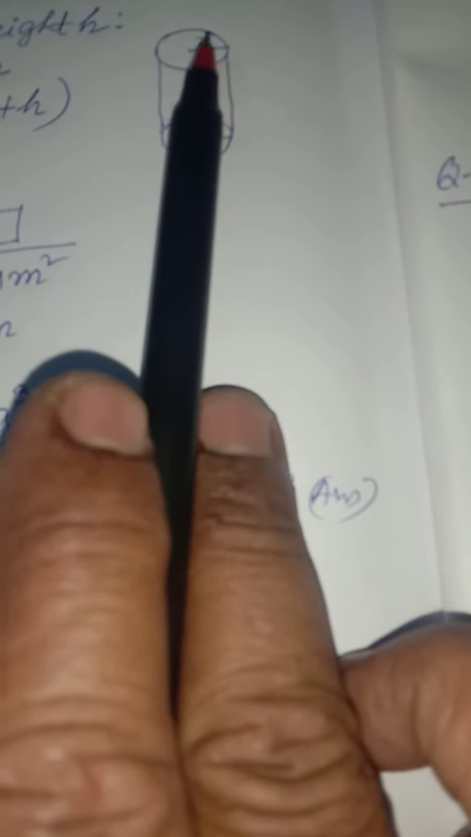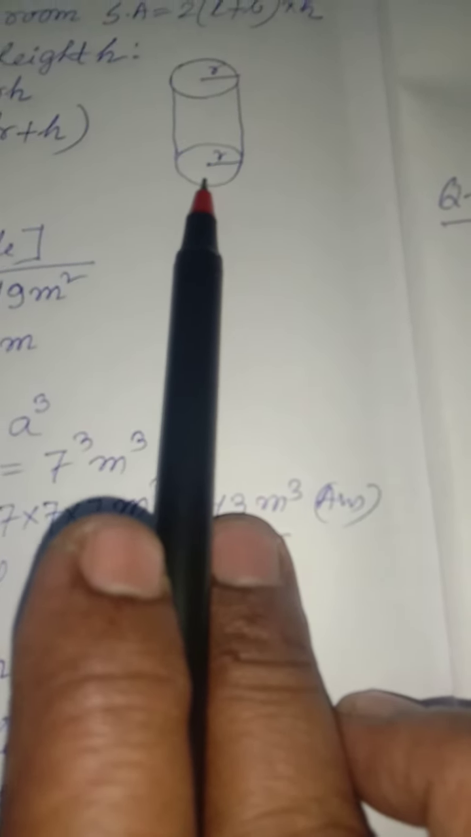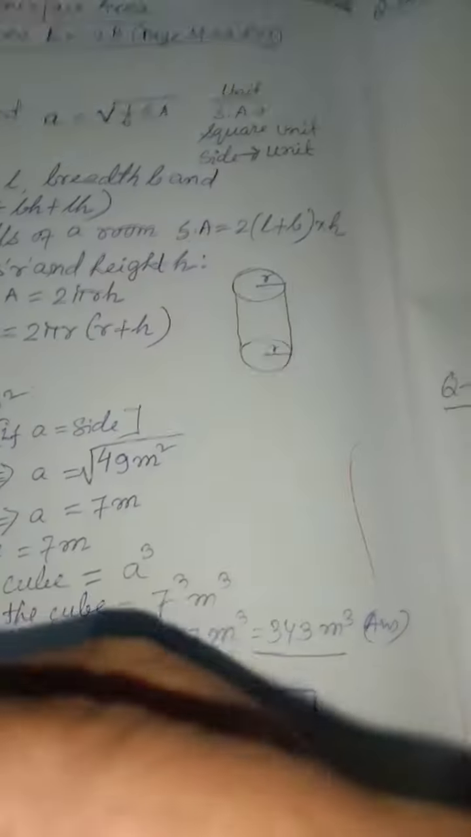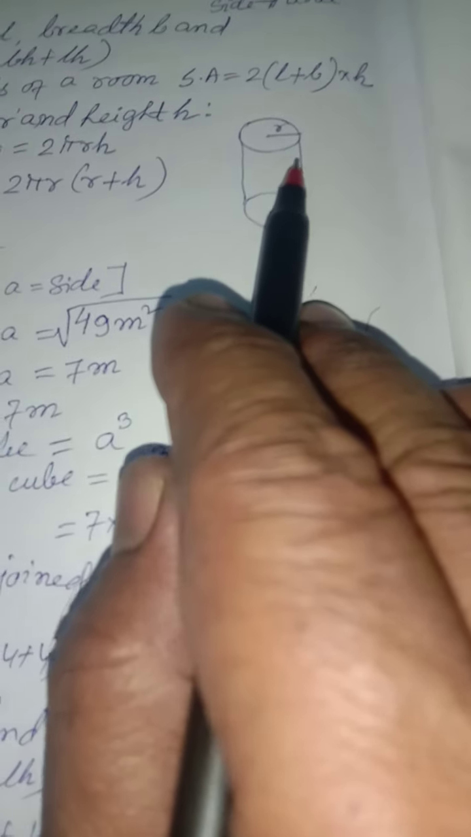Remember it. Now for a cylinder of radius R and height H, what will be the area of a cylinder? This is a cylindrical shape I have tried to draw. See, circle area is pi r square. Here is one circle, here is another circle. So 2 pi r square, isn't it? Now this is a curved surface. Take a pen: all around the pen, the round part is its curved surface. The curved surface area will be 2 pi r h.